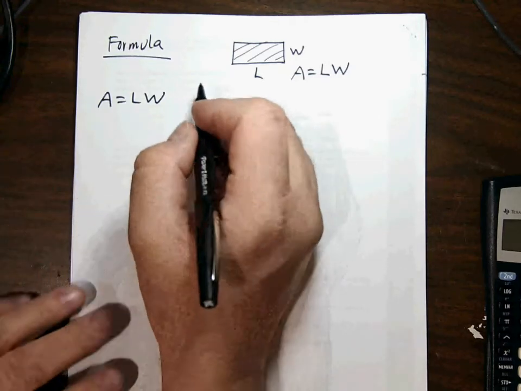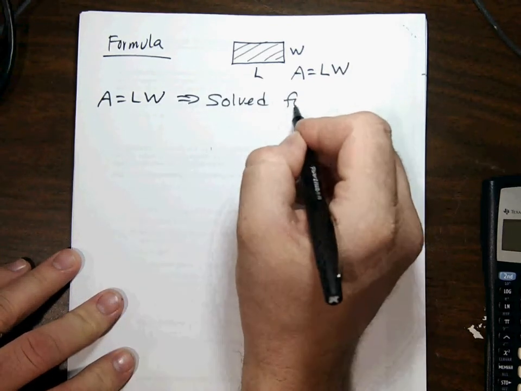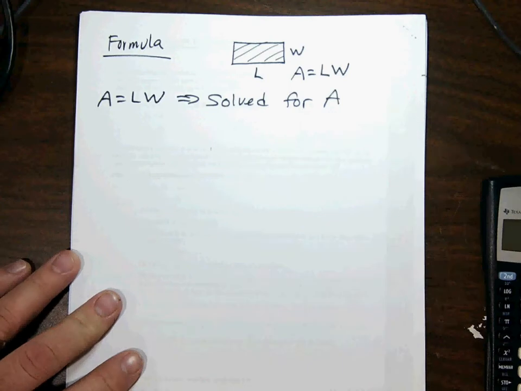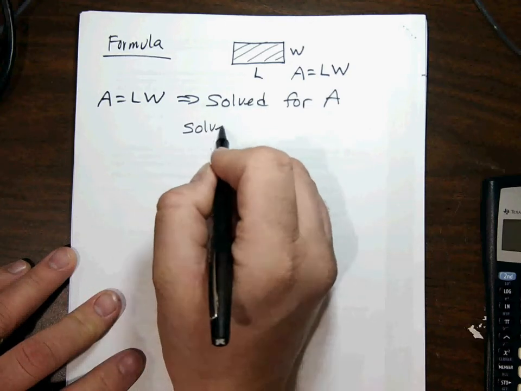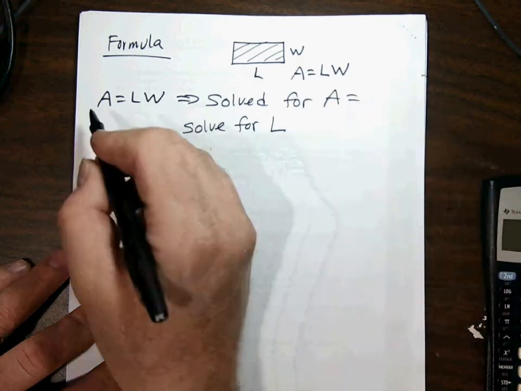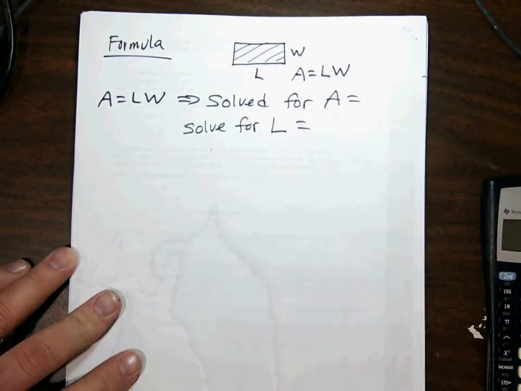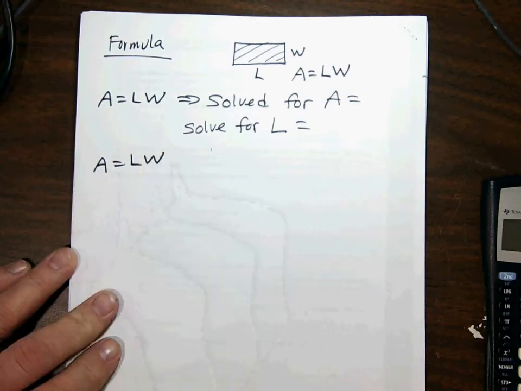This formula is currently what we say solved for A. In other words, it's A equals a bunch of stuff. Okay? Well, I don't like that. I want to maybe solve for L. Okay? It's given to us A equals. I want to know L equals. I want L all by itself, not A. So how can I achieve that? What can I do with that formula? I want to get L all by itself. I want to get that W out of there, in other words.